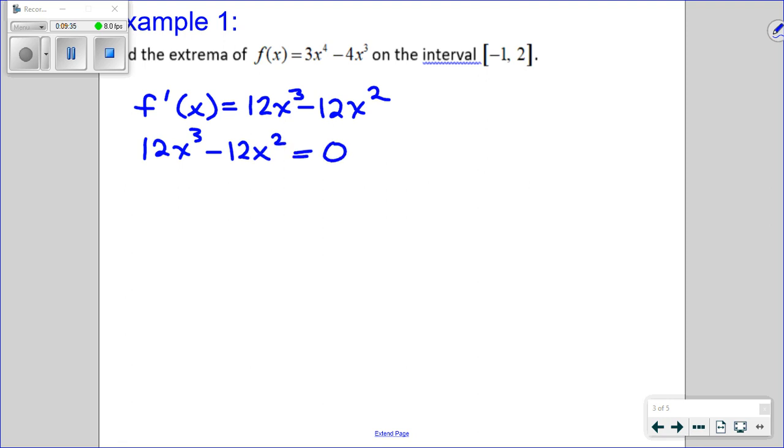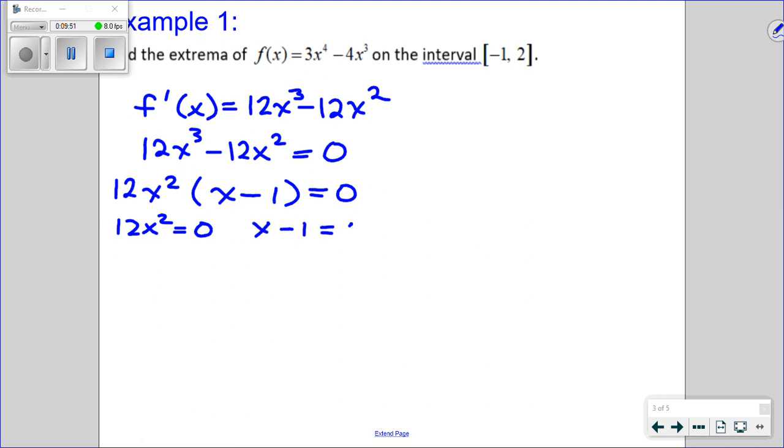So we're going to try factoring. We can factor out 12x squared from each term, which is going to leave x minus 1. Set each factor equal to 0, and then solve for x. So we end up with x equals 0 and x equals 1 as our critical numbers. Okay.